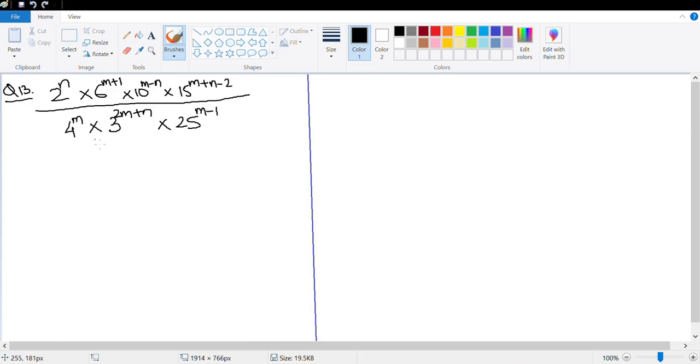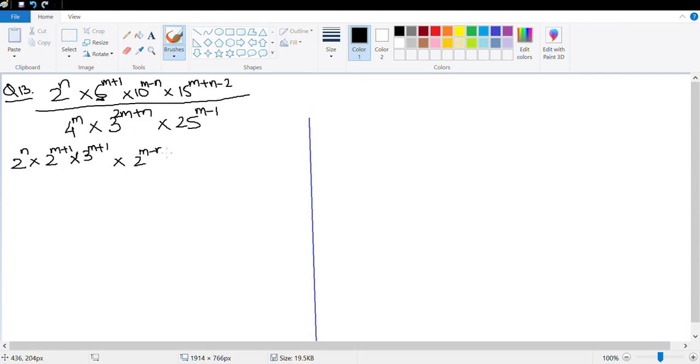Question number 13 is 2 to the power n. I notice that this can be written as factors of 2 and 3. This also can be written as 2 and 5. So let's convert everything. So that's 2 to the power n into 2 to the power m plus 1 multiplied with 3 to the power m plus 1. Why is this? Because this is 6 to the power m plus 1. I have written it as 2 into 3 raised to the power m plus 1, which is 2 to the power m plus 1 and 3 to the power m plus 1. Perfect. So this is basically what I've done. Now let's move on. Similarly, 10 can be written as 2 into 5.